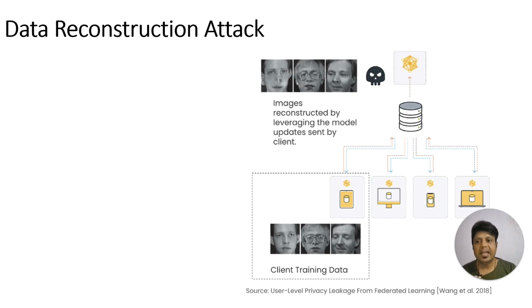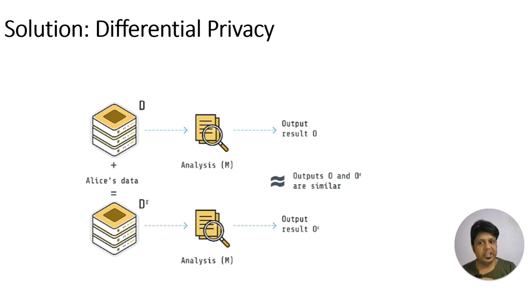One type of attack is the data reconstruction attack. Now you can see the local data which we had at our client location, the images, were reconstructed by leveraging the model updates sent by the client. So almost the images were reconstructed. So basically the private data has leaked. Now how can we ensure this doesn't happen? Right? So what is the solution?